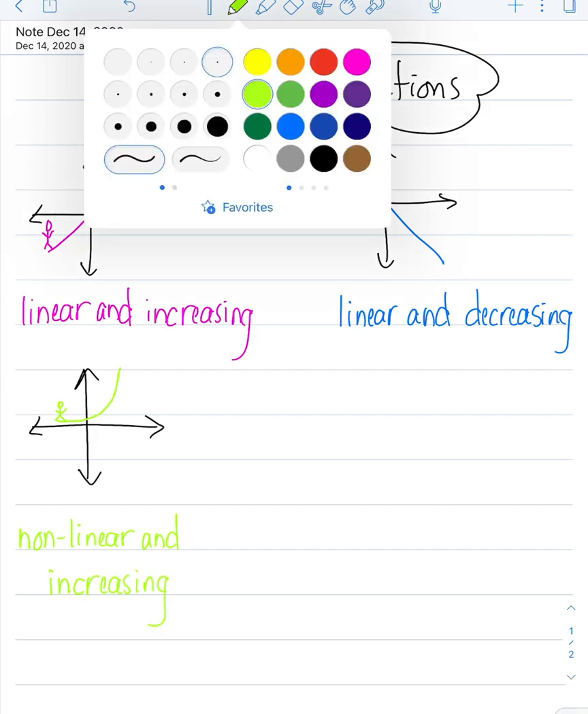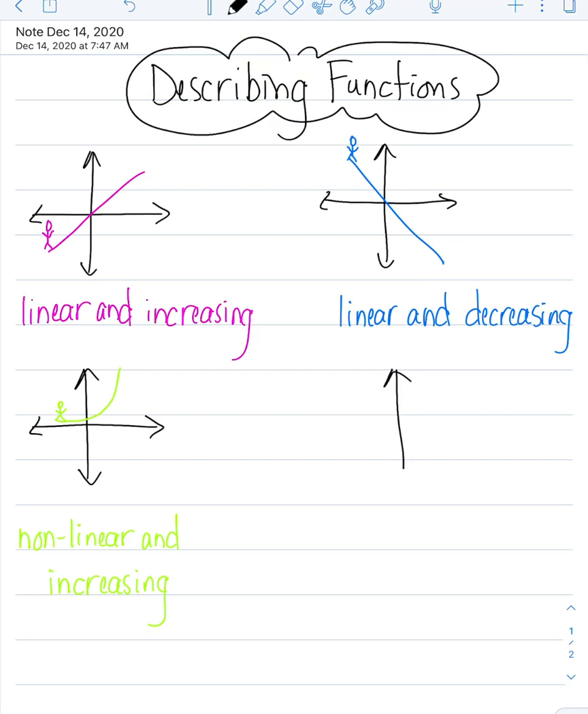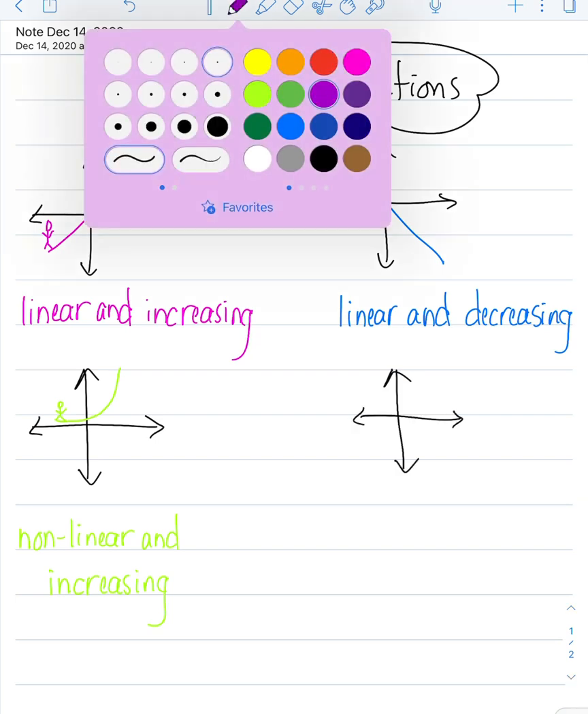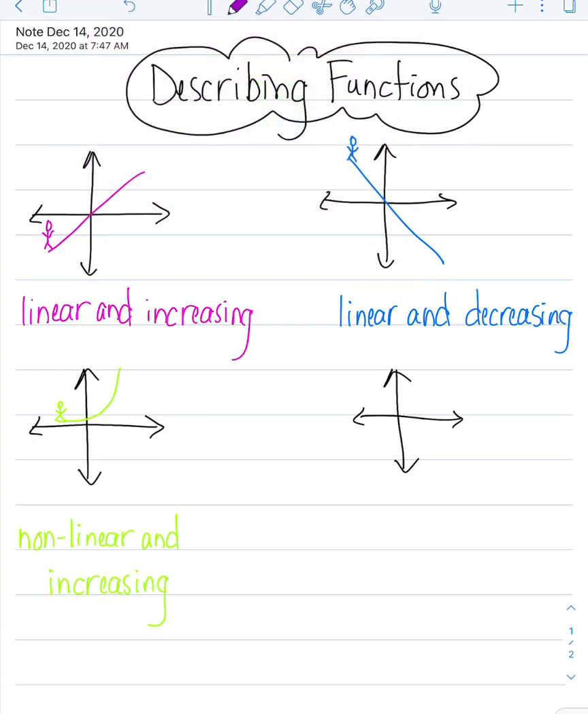And now let's take a look at our fourth kind. And you may have already thought about it. Let's do purple. Look at that. There's a curve in it, so it's non-linear. And if we draw our man on there, and you don't have to draw your man every time, I'm just giving you a way to decide. And it looks like if he walks, he's going down. So this is nonlinear and decreasing.